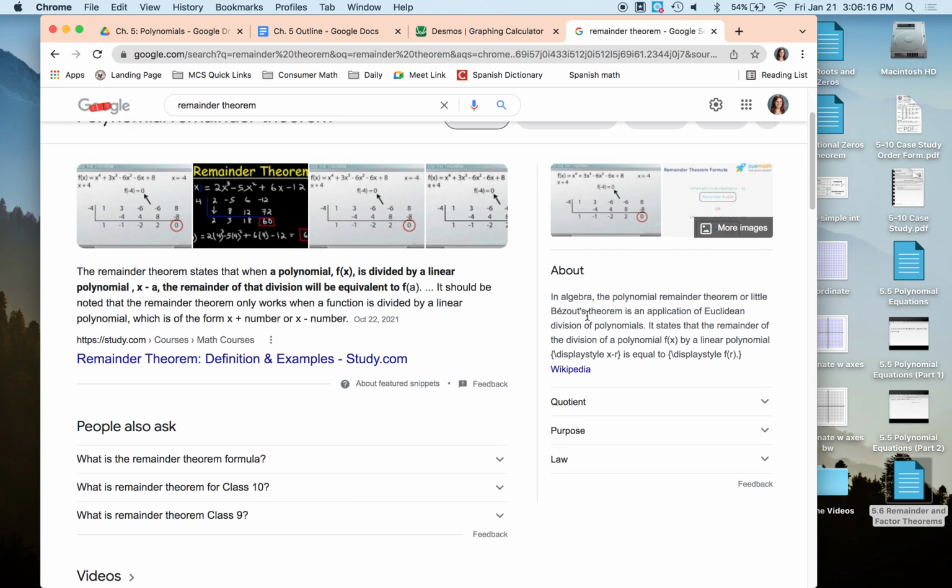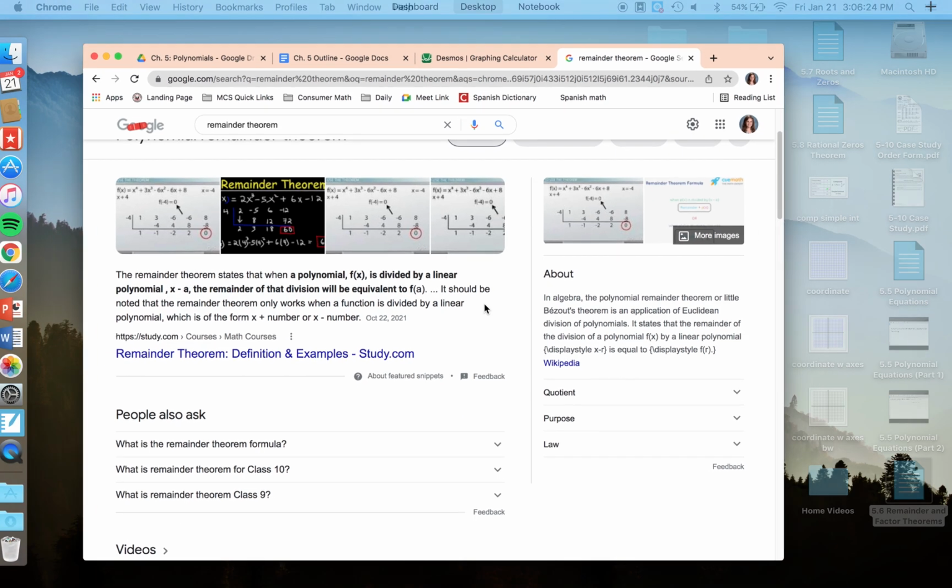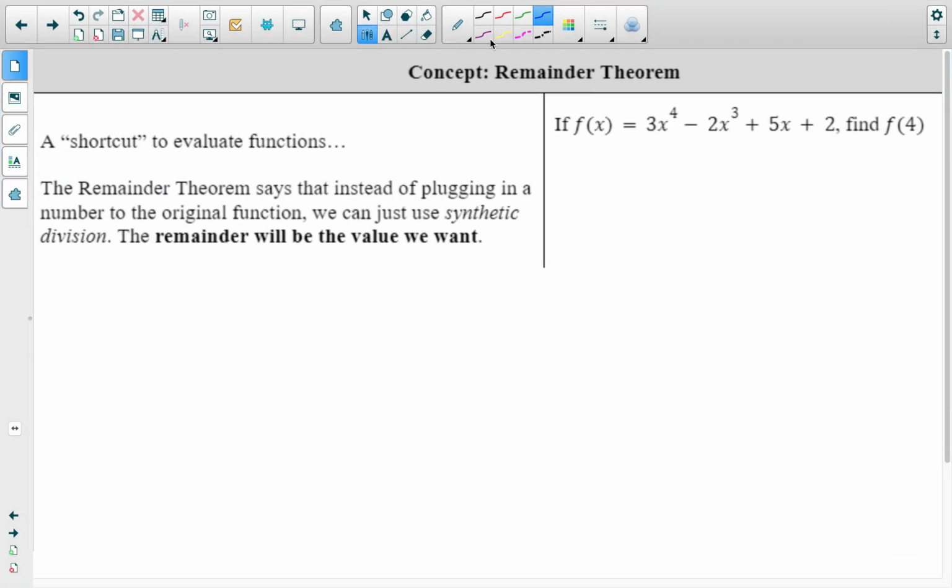Isn't that fun? In algebra, the polynomial remainder theorem states that when a polynomial is divided by a linear polynomial x minus a, the remainder of that division will be equivalent to f of a. Isn't that fun? All this is saying, guys, is that when you do synthetic division, the remainder is going to be the value that we want.